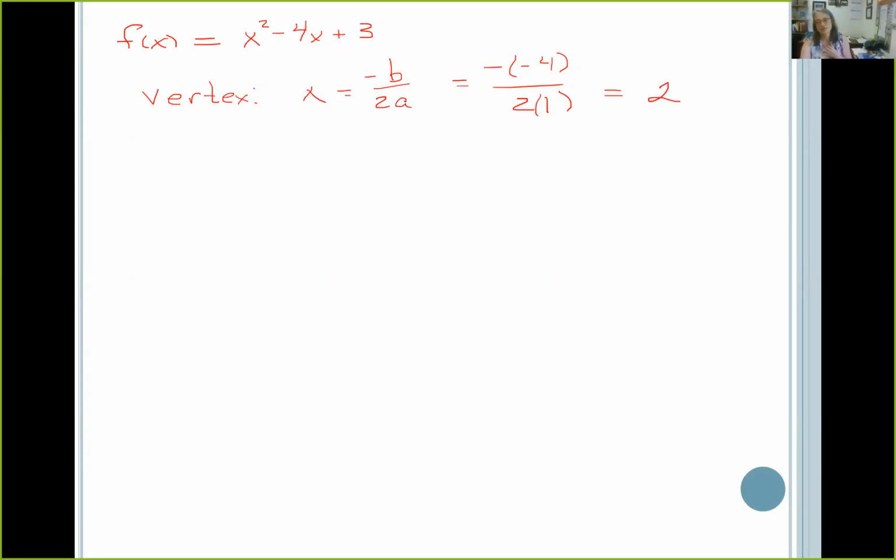How do I find the y part? Well, I plug it back in. 2 squared minus 4 times 2 plus 3. 4 minus 8 plus 3. 4 minus 8 is negative 4, plus 3 is negative 1. So my vertex is at the point 2, negative 1. Not too bad, right? Let's try the other one.